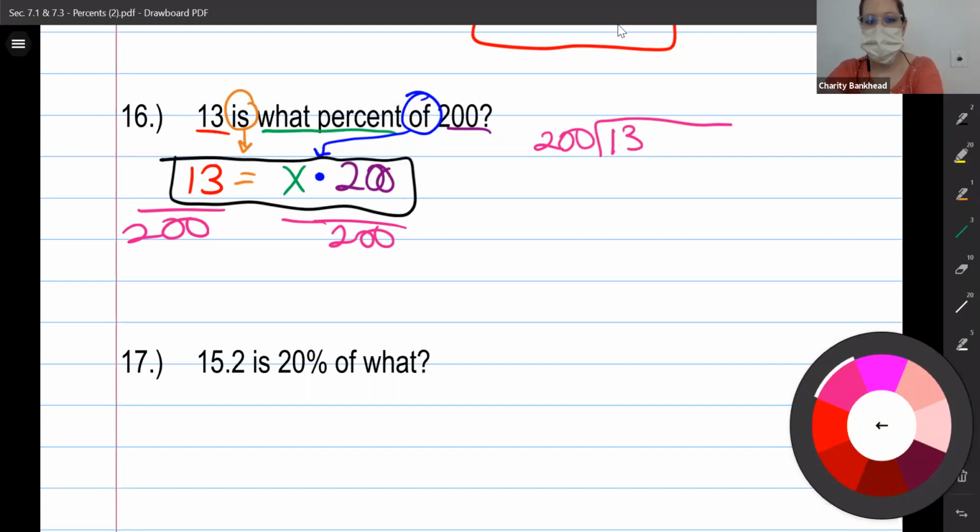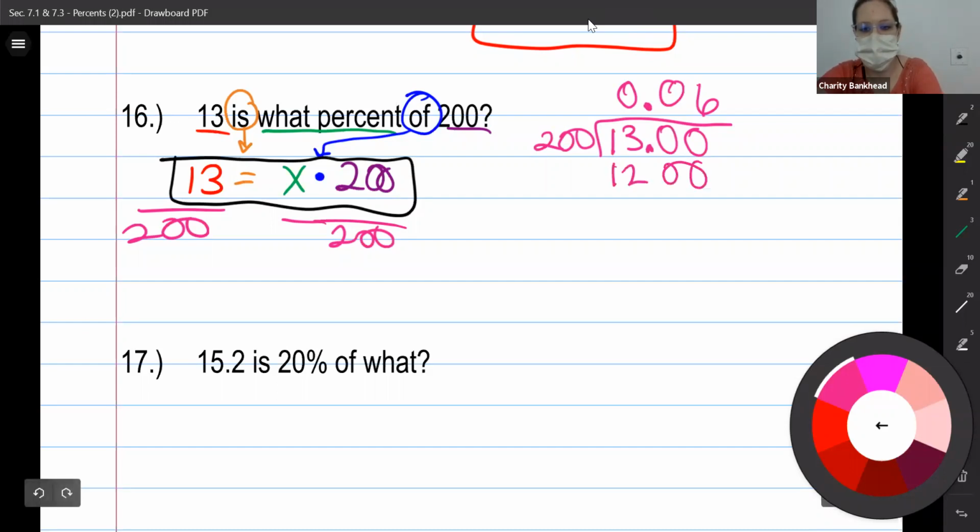All right, so 200 can't go into 13, so I'll put a 0 there, and I'll put a decimal point, and I'll put a 0 there. So 200 still cannot go into 130, so I'll put another 0 there, and another 0 there. So now, how many times can 200 go into 1300? It's basically the same as saying how many times could 2 go into 13? So that would be 6. So 6 times 200 is 1200. And 1300 minus 1200 is 100.